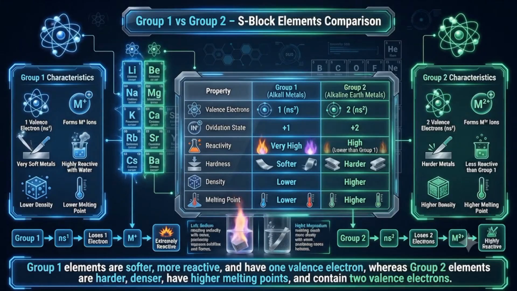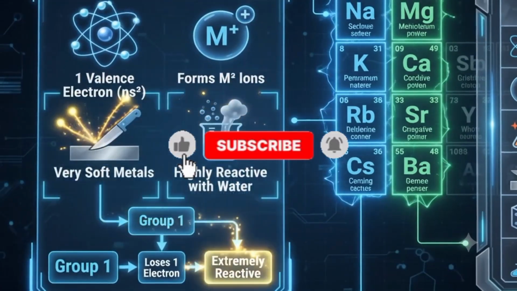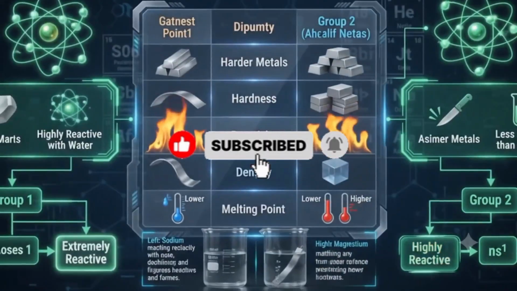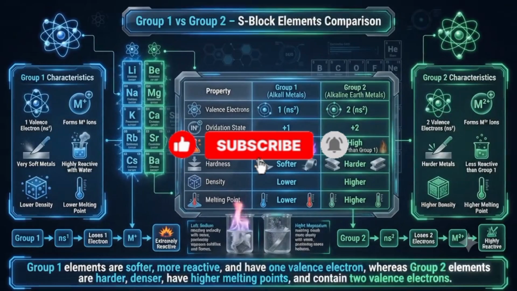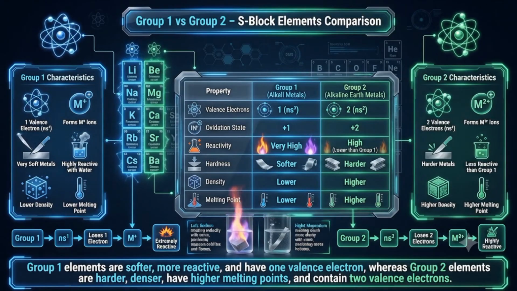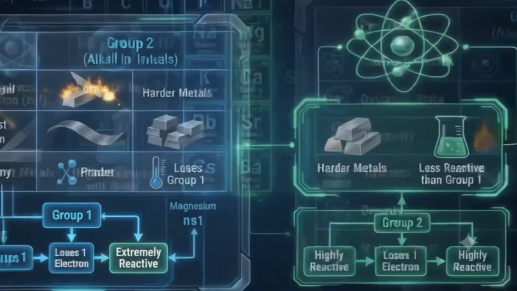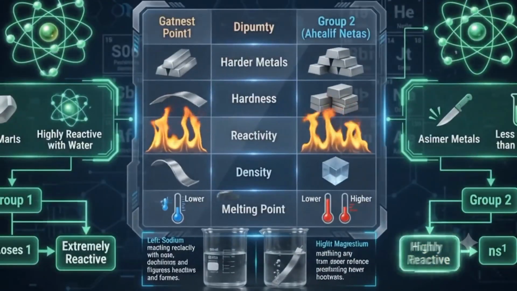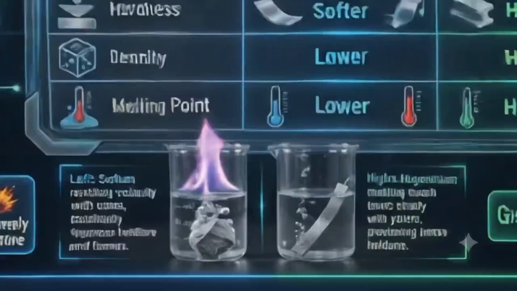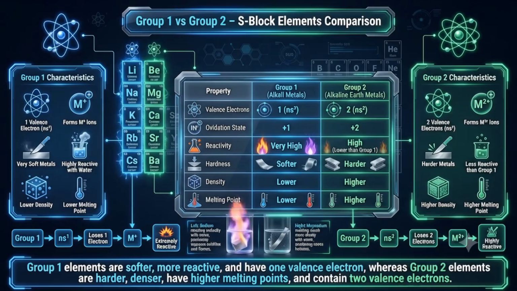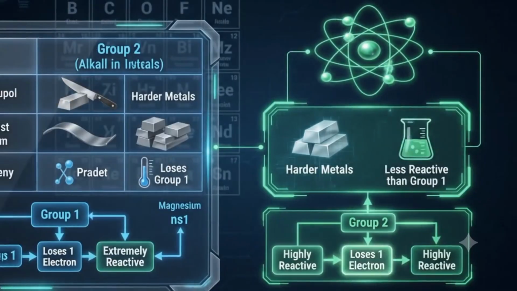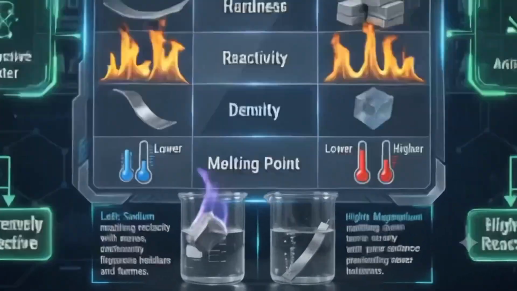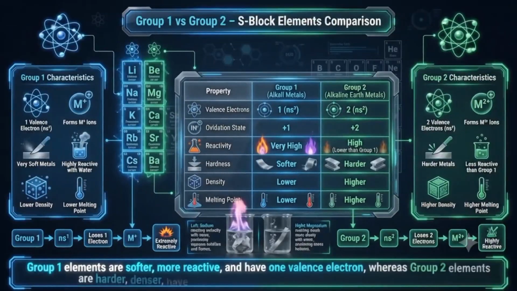The S-block elements occupy the first two groups of the periodic table and are divided into two important families. Group 1, known as the Alkali Metals, and Group 2, known as the Alkaline Earth Metals. Although both groups belong to the S-block and share many common characteristics, they also exhibit significant differences in their electronic configurations, physical properties, chemical properties, and reactivity.